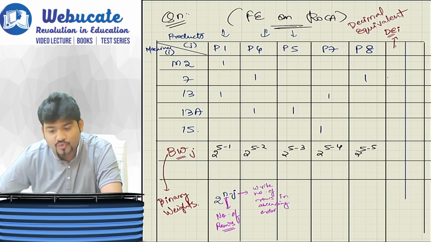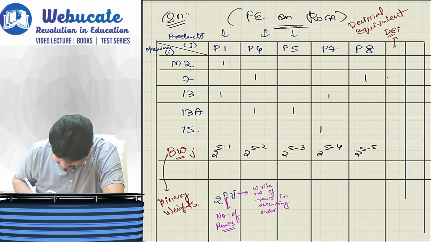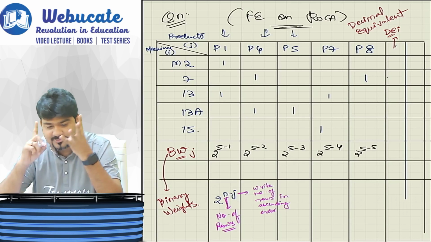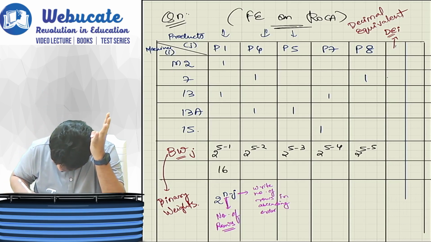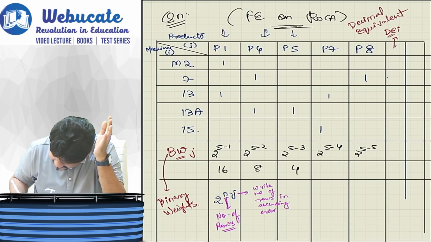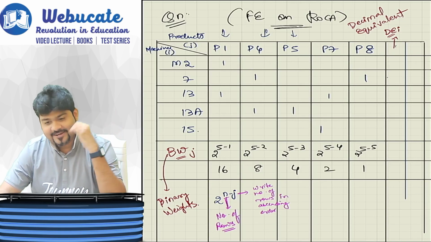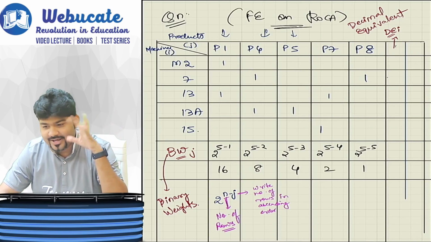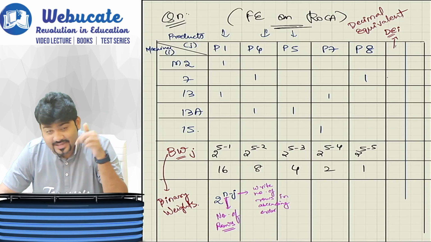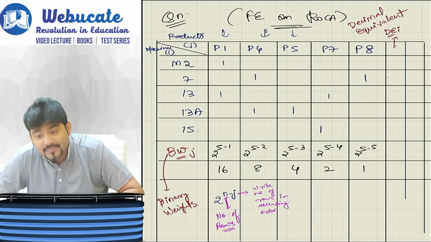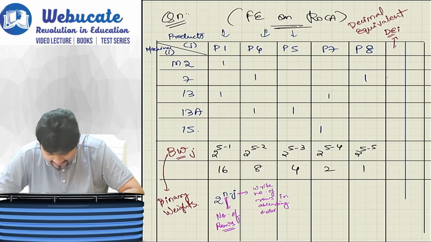So 2 raised to 4 is how much? 2, 2 is 4, 2 is 8, 2 is 16. 2 raised to 3 is 8. 2 raised to 2 is 4. 2 raised to 1 is 2. 2 raised to 0 is 1. Got it? Now we have the decimal equivalent.